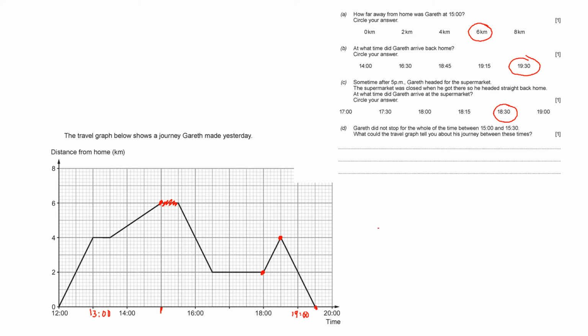So all we'll put over here is not getting closer or further away from home. You can write more than that, right? But we've got to suggest it doesn't mean he stopped still. It just means he's not getting closer to home or further away from home. Right, next slide.